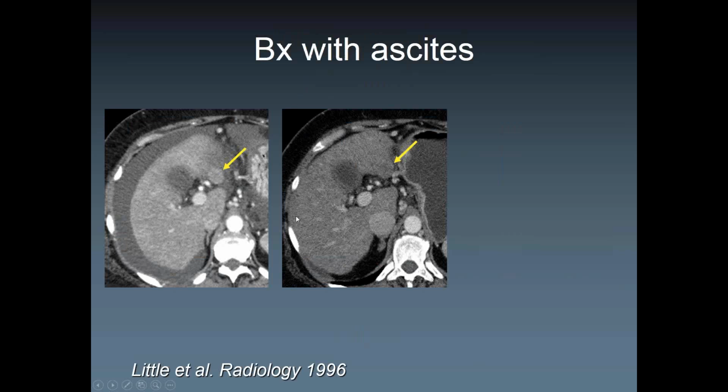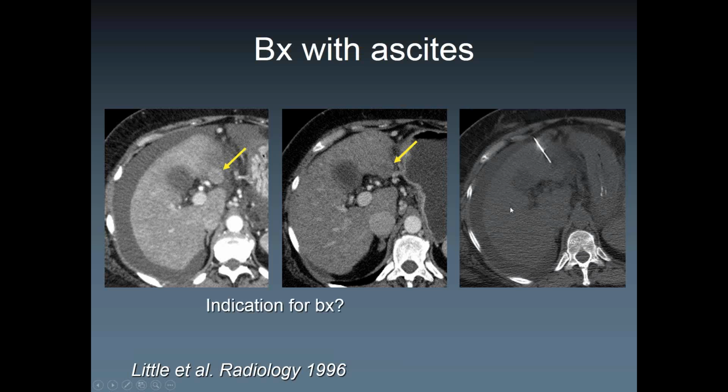Back to the topic with ascites, you try to remove ascites first if you can. This is the publication that we were talking about with the increased or non-increased risk of bleeding with benign biopsies, but if you have targeted biopsies like this one here, you have to do something about it.